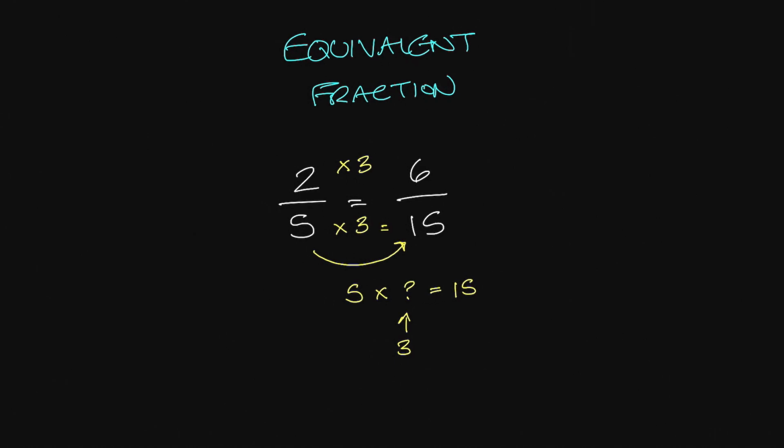Again, the approach here is that you need to find what the multiplier is, and then whatever you do to the bottom, do to the top, because it is an equivalent fraction or equal. Whatever we do to the denominators, we need to do to the numerators. So that's a quick look at equivalent fractions.